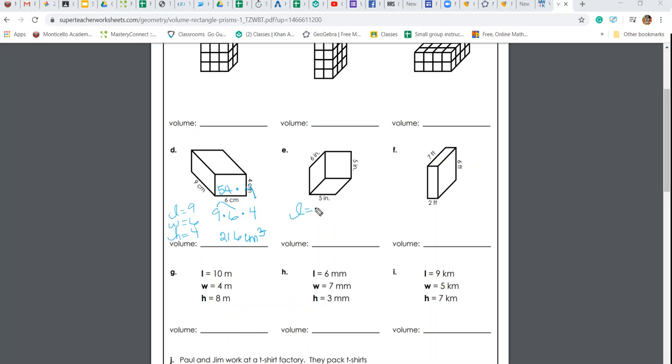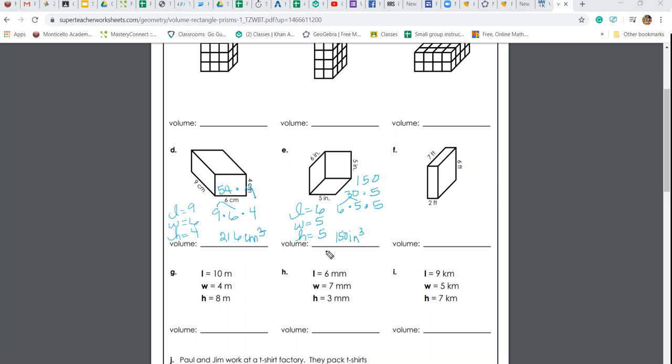Okay, so this one here, my length is going to be 6, my width is going to be 5, and my height is going to be 5. So I have 6 multiplied by 5 multiplied by 5. 6 and 5 is 30. And 30 multiplied by 5 gives me 150. So my answer would be 150 inches cubed.